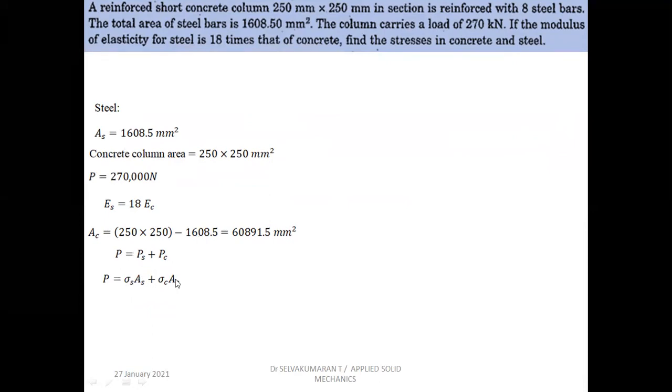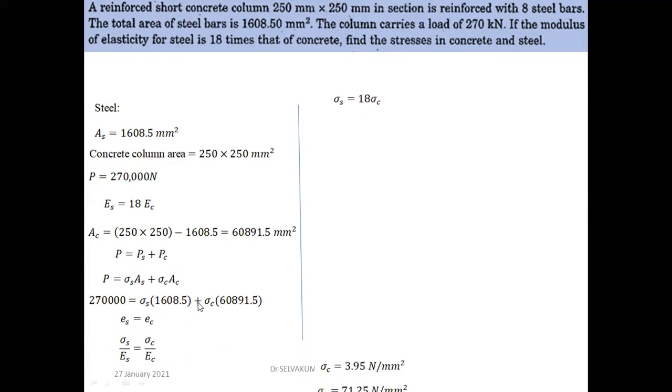Okay, so you know the areas, you know the total load P, substitute, get in terms of sigma S and sigma C, and we know the strain is also same, and the problem has given ES is equal to 18 times EC. Substitute it in this expression, and try to find sigma C and sigma S.